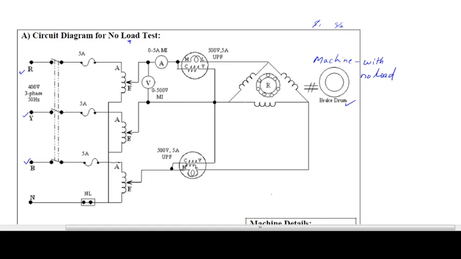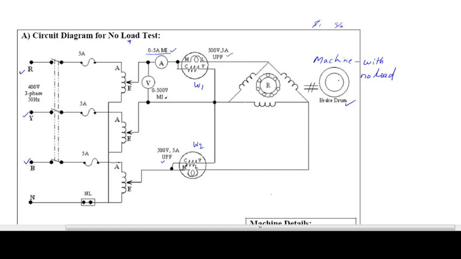Then it's a fuse. We have an auto transformer shown here, and the supply is connected to an ammeter of rating 0 to 5 ampere, moving iron type, then a voltmeter. Then it's connected to wattmeter 1, that's MCLV, then wattmeter 2. The rating is mentioned here, 500 volt 5 ampere UPF. Then it is connected to the stator winding of our machine. This is a rotor, and the rotor is mechanically coupled with the brake drum.